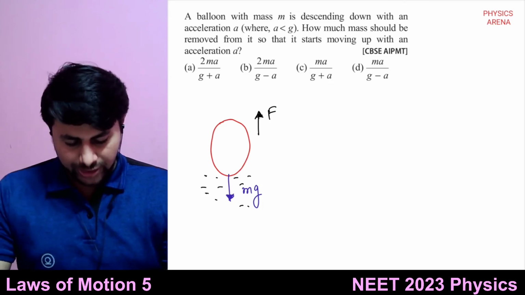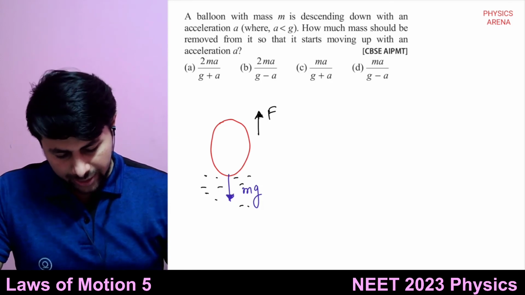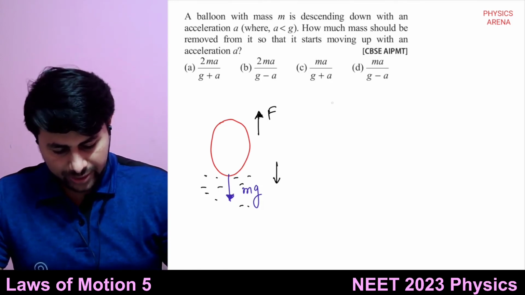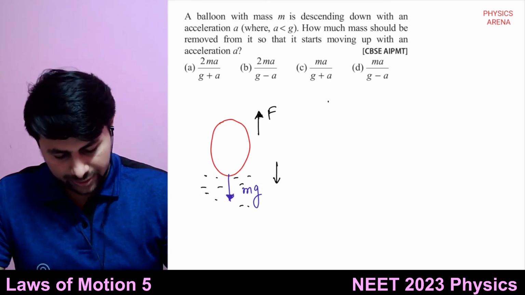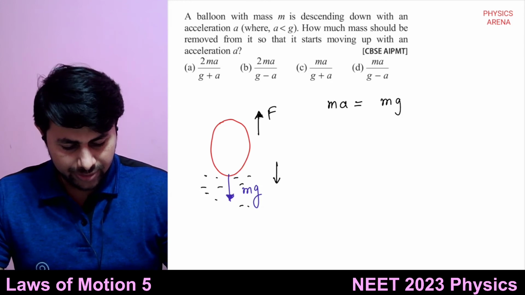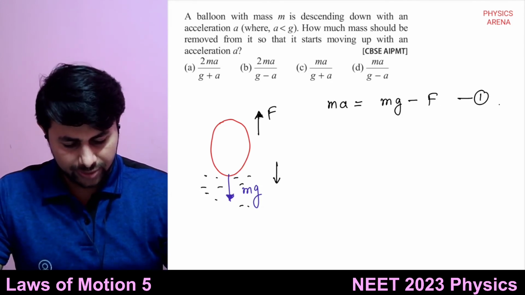So now how much is the net force? Since it is accelerating downwards, the net force is downwards, and it is mass multiplied by acceleration. So it is m times a equals mg minus F. Let's call this equation 1.